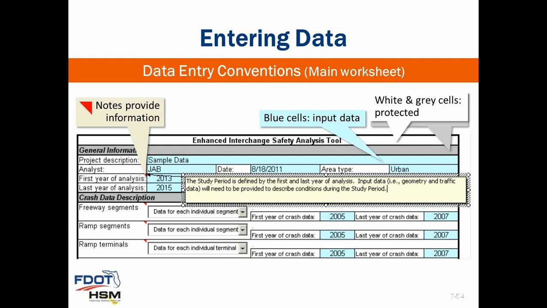Many of the white or gray cells have a red triangle in their upper right-hand corner. When the mouse cursor is placed over a red triangle, a message box appears. The message contains information that will clarify the requirements for measuring or entering input data. One of these message boxes is in fact shown here in the middle of the slide.